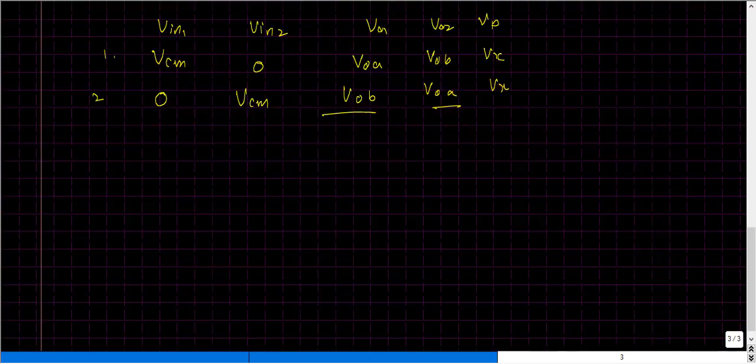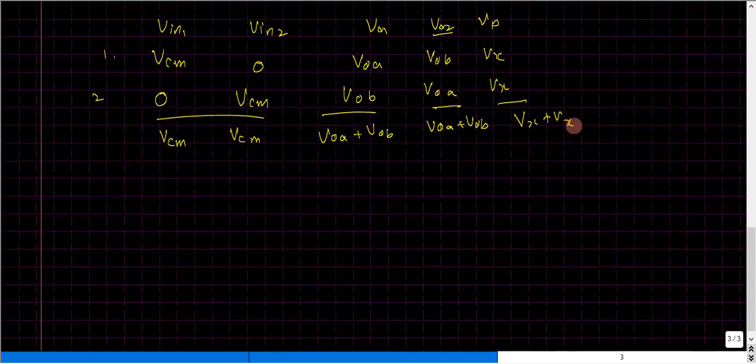So when I apply the superposition theorem, it is nothing but the addition of these two entries, which produces a value of VOA plus VOB across the output node 1, and a similar result, that is again VOA plus VOB, across the output VO2, and the node VP carries Vx plus Vx.